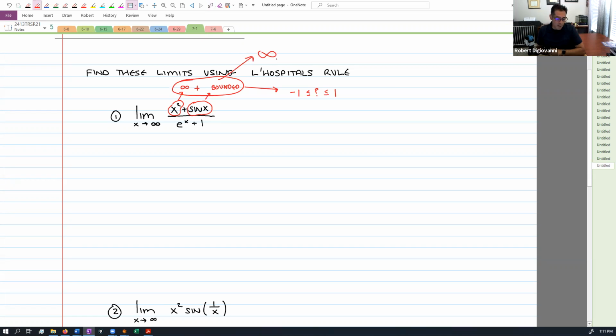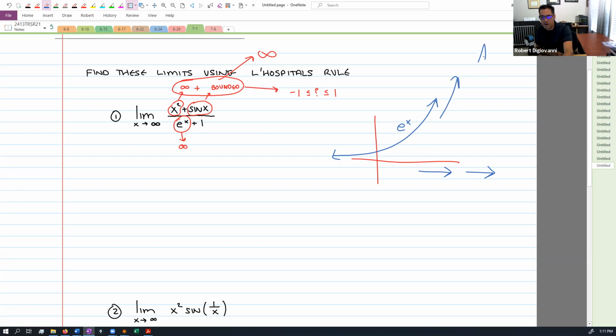Now on the denominator, e to the x, well, that's headed to infinity, and that just is from what we talked about last few classes. E to the x looks like this. And so as you go out to infinity to the right, the graph goes up and approaches infinity. So we know that that's headed to infinity. Plus 1 is still infinite. So this whole bottom is headed to infinity. So we have infinity divided by infinity, right?